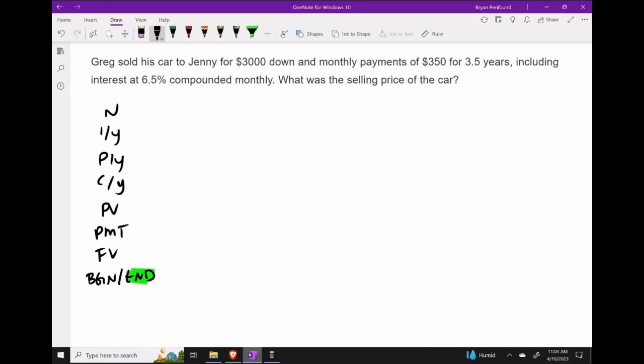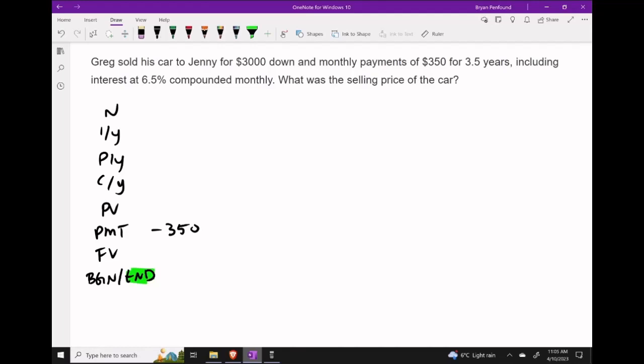Now, while it's not stated explicitly here, let's understand that the payments are going to happen at the end of the payment period. Otherwise, these payments would be lumped into the down payment for the car. So these are month-end payments, and we know that the payment size here is $350, and we're going to be paying to Greg this amount. So let's take the payment to be negative $350.